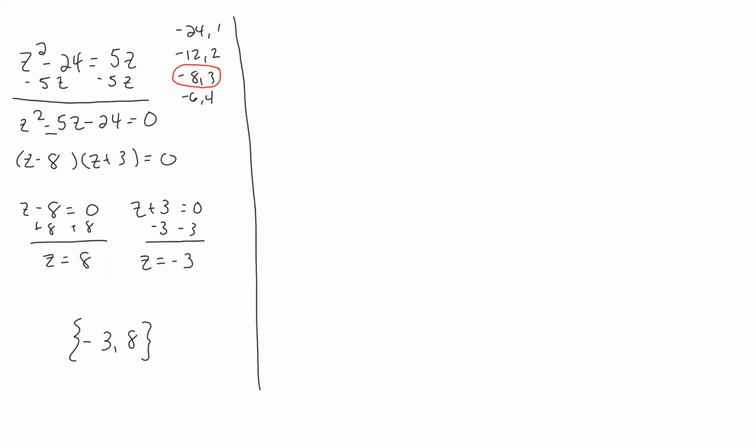Now, next up, I have y squared plus 12y equals -36. So again, I have a situation that's not in standard form. So what I want to do is I want to move that 36 over. I would add 36 to both sides. So this becomes y squared plus 12y plus 36 equals 0.